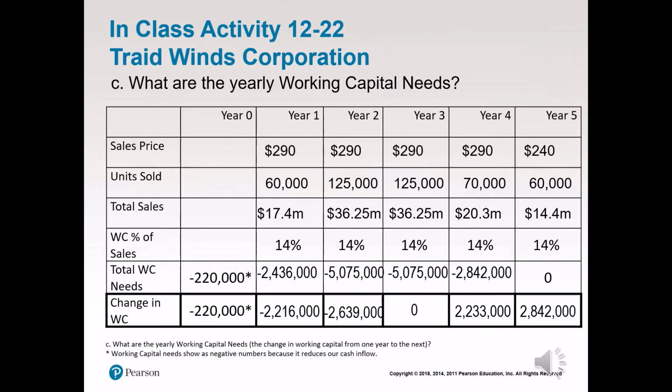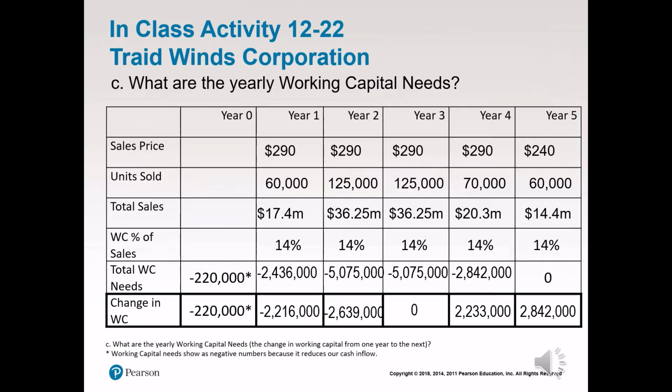Year 1, we have a total working capital needs of 2,436,000. That number again comes from 17.4 million in sales multiplied times 14%. Now remember that we already were able to gather 220,000 of working capital in year 0. So the change in working capital is what's important here. We do need 2,436,000, but since we already have 220,000, our change in working capital for year 1 is just 2,216,000.